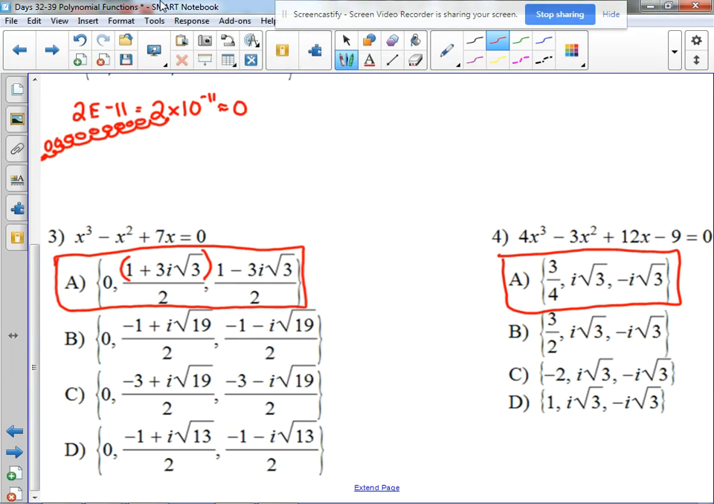Now, I'm going to do something to number 4, and I want you to either write this to the side or somewhere on your paper. Okay, I'm going to move some things in the equation of number 4. I'm going to keep the 4x cubed plus 12x. They're on the left side of the equals. The 3x squared and the 9 were negative, so I'm going to add them to the other side.